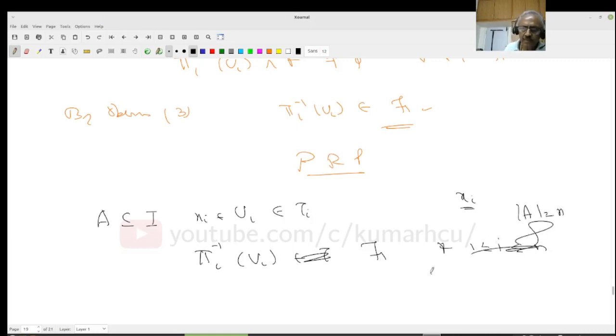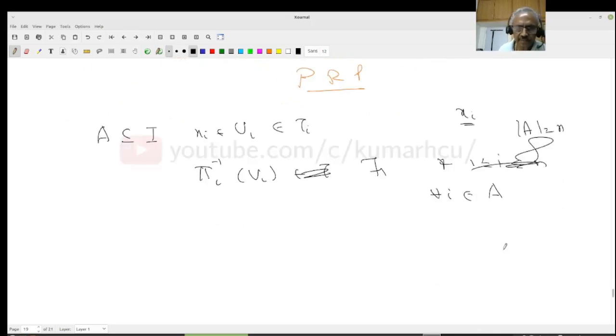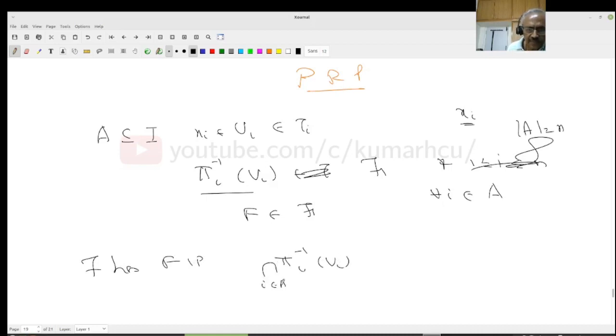Okay, simply for all i in A, that's good enough. Is that okay? Right? Now these are all elements. Now start with any element F in script F, then by F as FIP. Therefore, what do I have? Pi_i inverse of U_i, intersection, i varies over A.